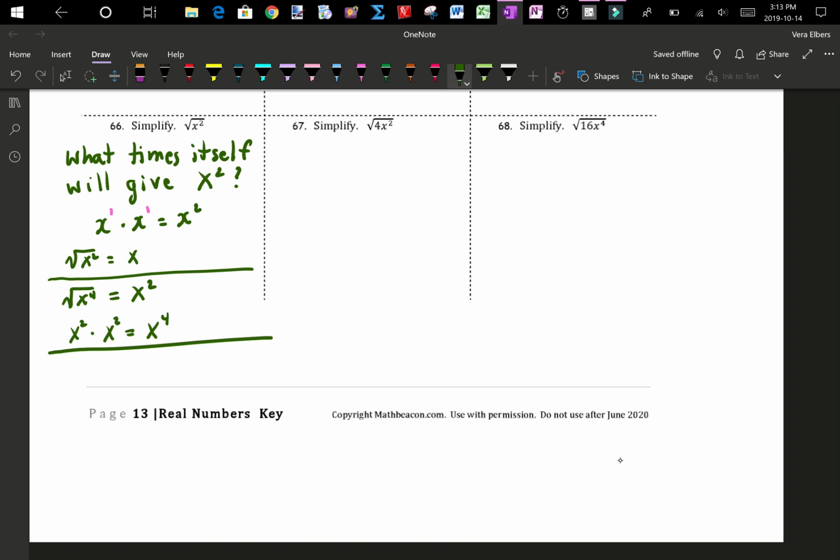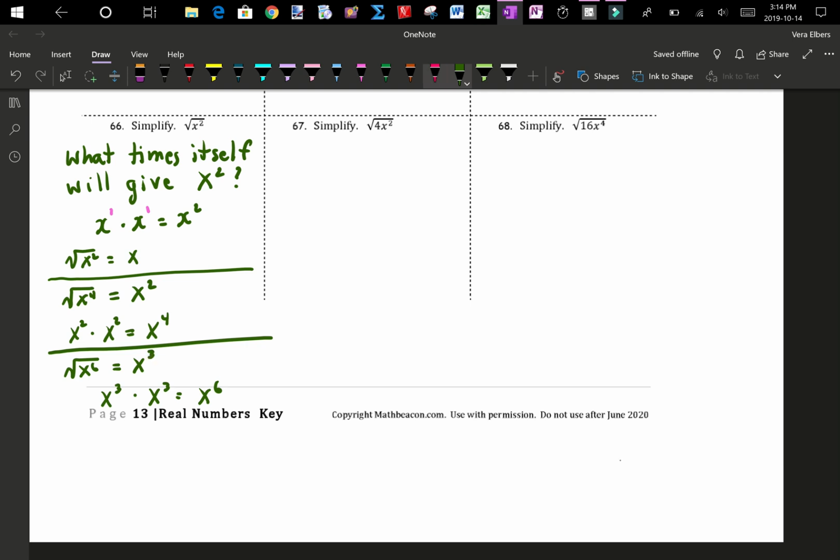Okay, let's do one more. Let's say you have the square root of x to the 6. What two things, when you multiply them together, will give you x to the 6? Well, that would be x to the 3 times x to the 3. When you multiply two powers that share the same base, you add the exponents: 3 plus 3 is 6. So x to the 3 times x to the 3 gives you x to the 6, and the square root of x to the 6 is x to the 3.